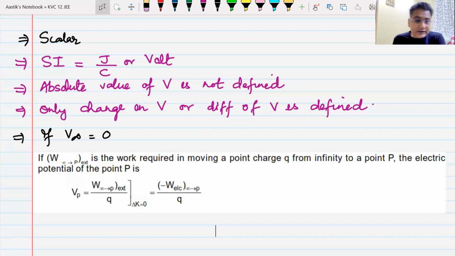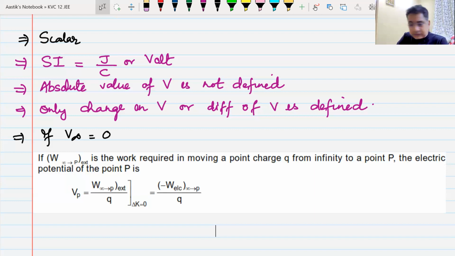Everyone now has an idea of what is electrostatic potential, how it is defined, and how you can find out the potential difference between 2 points. Yes or no? Shall we move ahead? Yes, sir. Everyone understands this?